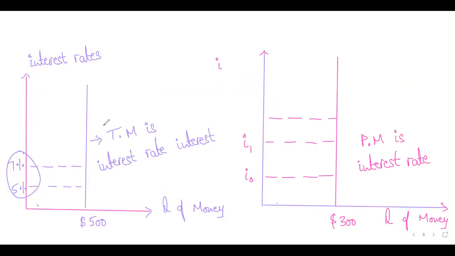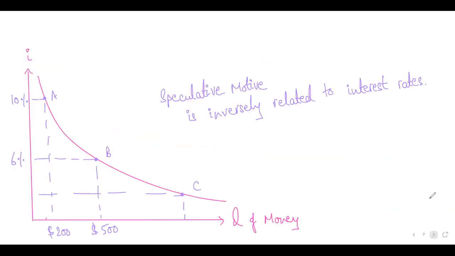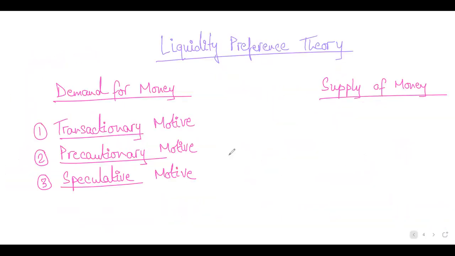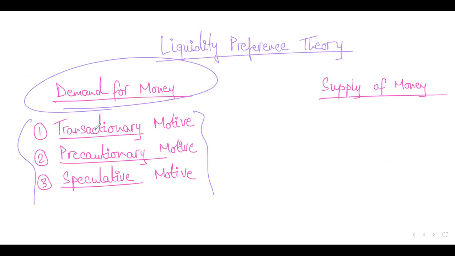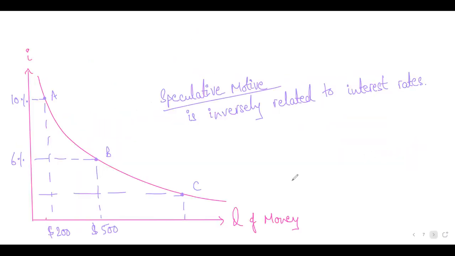Okay, now when you combine the transactionary motive, precautionary motive, and speculative motive, that gives you the demand for money. Yes or no? So demand for money, as I told you, is made of these three motives. So now I'm combining the graphs of transactionary, precautionary, and speculative motive. When I combine them, the overall demand for money graph, now listen to me carefully, would also be a downward sloping line. Are you following me?